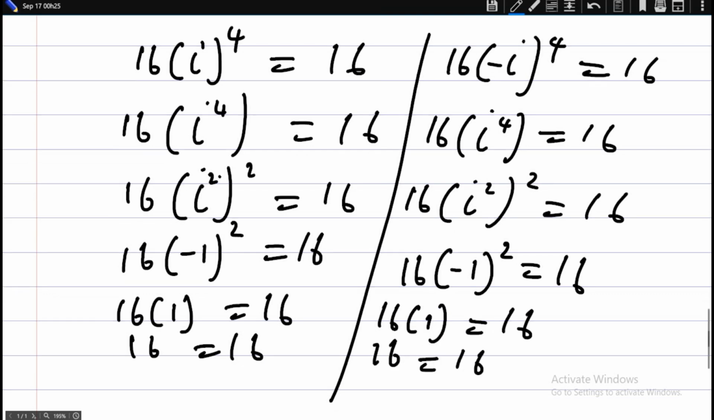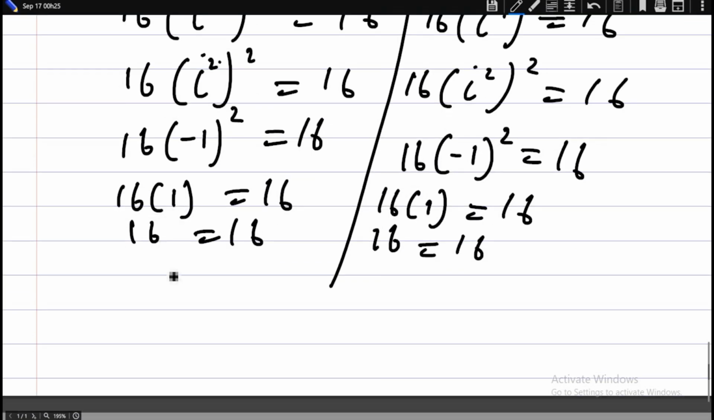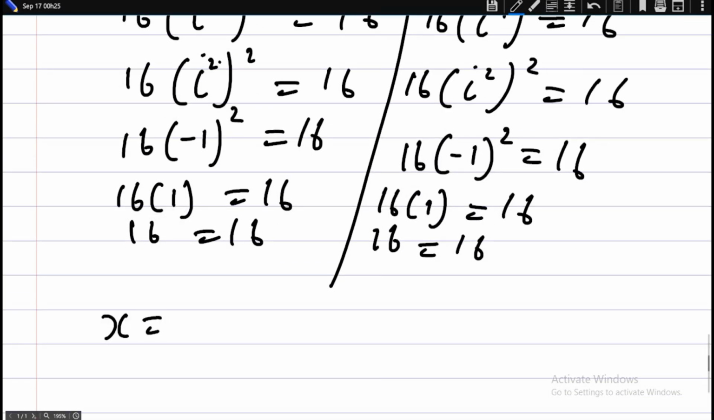So this concludes that x is equal to 1, minus 1, i and minus i.